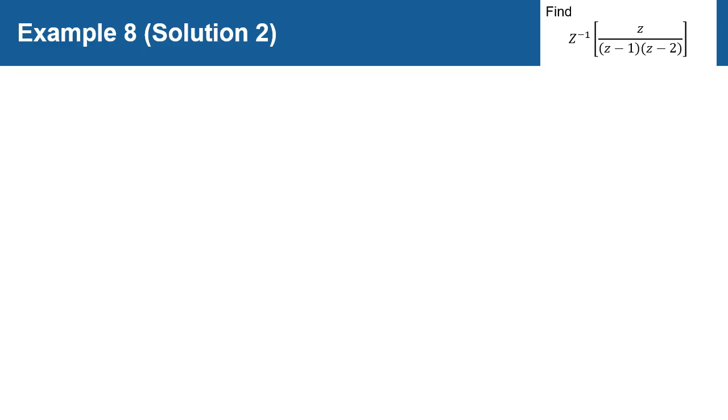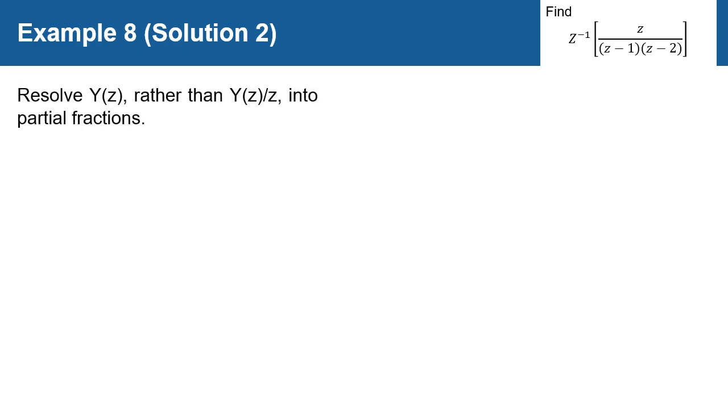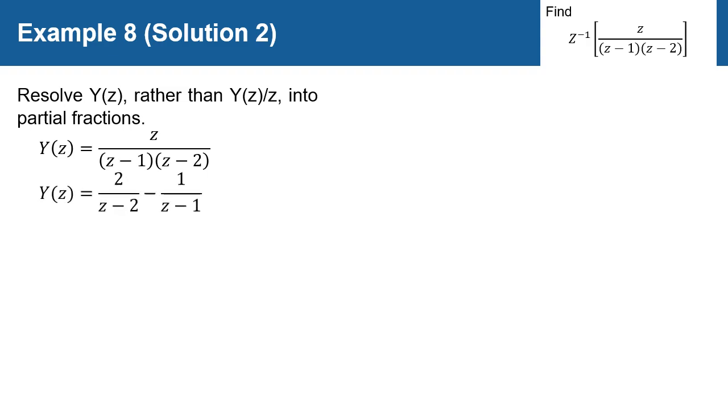Another method of solution: instead of resolving Y(Z) over Z into partial fractions, if we have Y(Z) equal to Z over (Z minus 1)(Z minus 2), and we resolve this into partial fractions, we now have 2 over Z minus 2 minus 1 over Z minus 1. And then we now have Y(Z) equal to 1 over Z times 2Z over Z minus 2 minus 1 over Z times Z over Z minus 1. Here, we have placed Z over Z so that we can have the corresponding inverse Z transform.